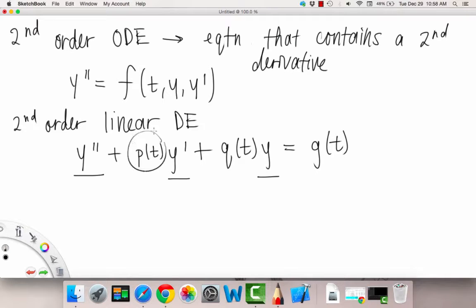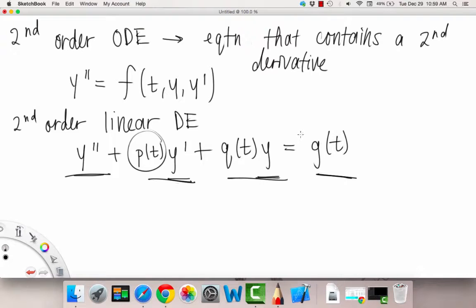We could have our y prime, our y, or even our y double prime multiplied by another function of t, but usually we divide that out. The thing is that the y double prime, the y prime, and the y all occur in separate terms, okay? So here's term 1, term 2, term 3, and then the right side is a random function of t we could have here, okay?